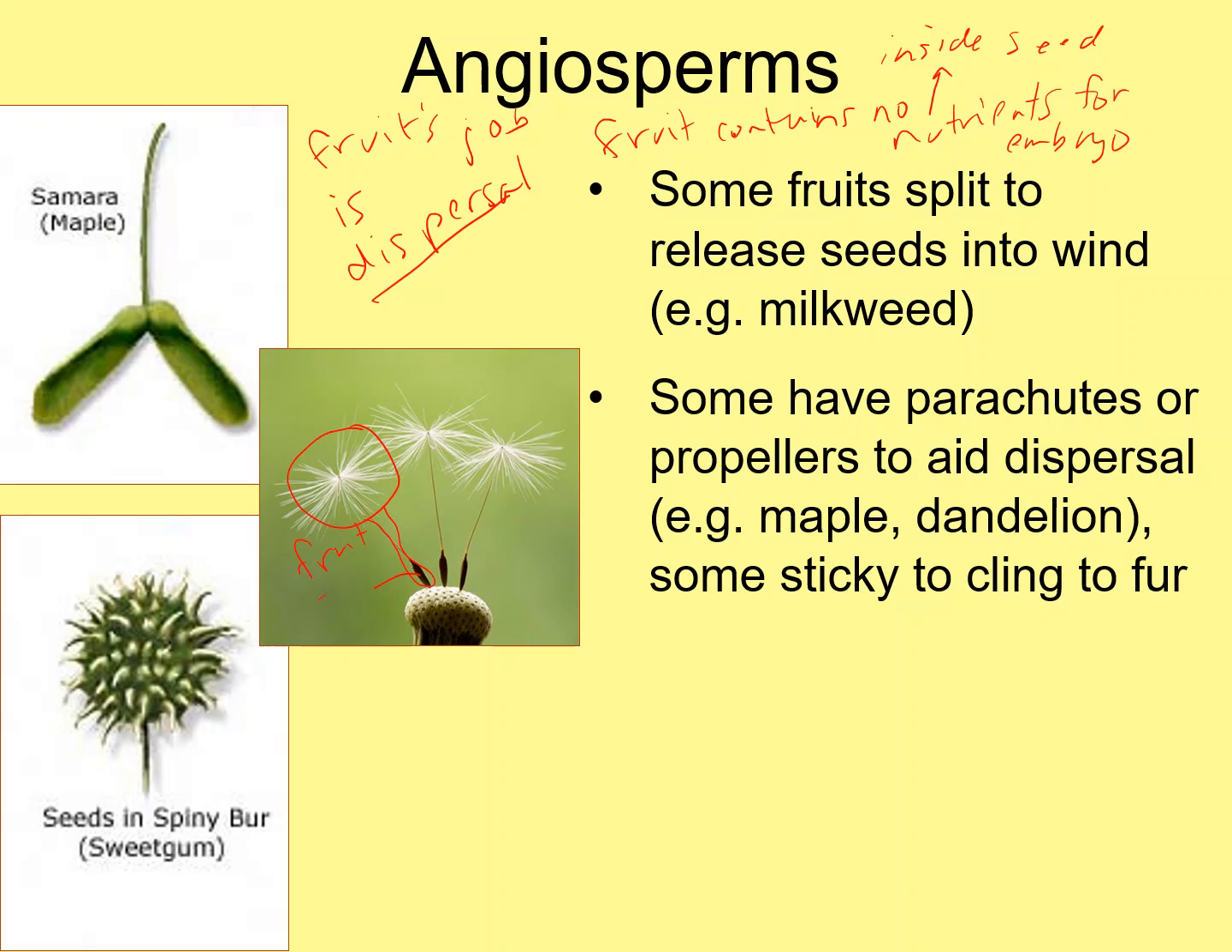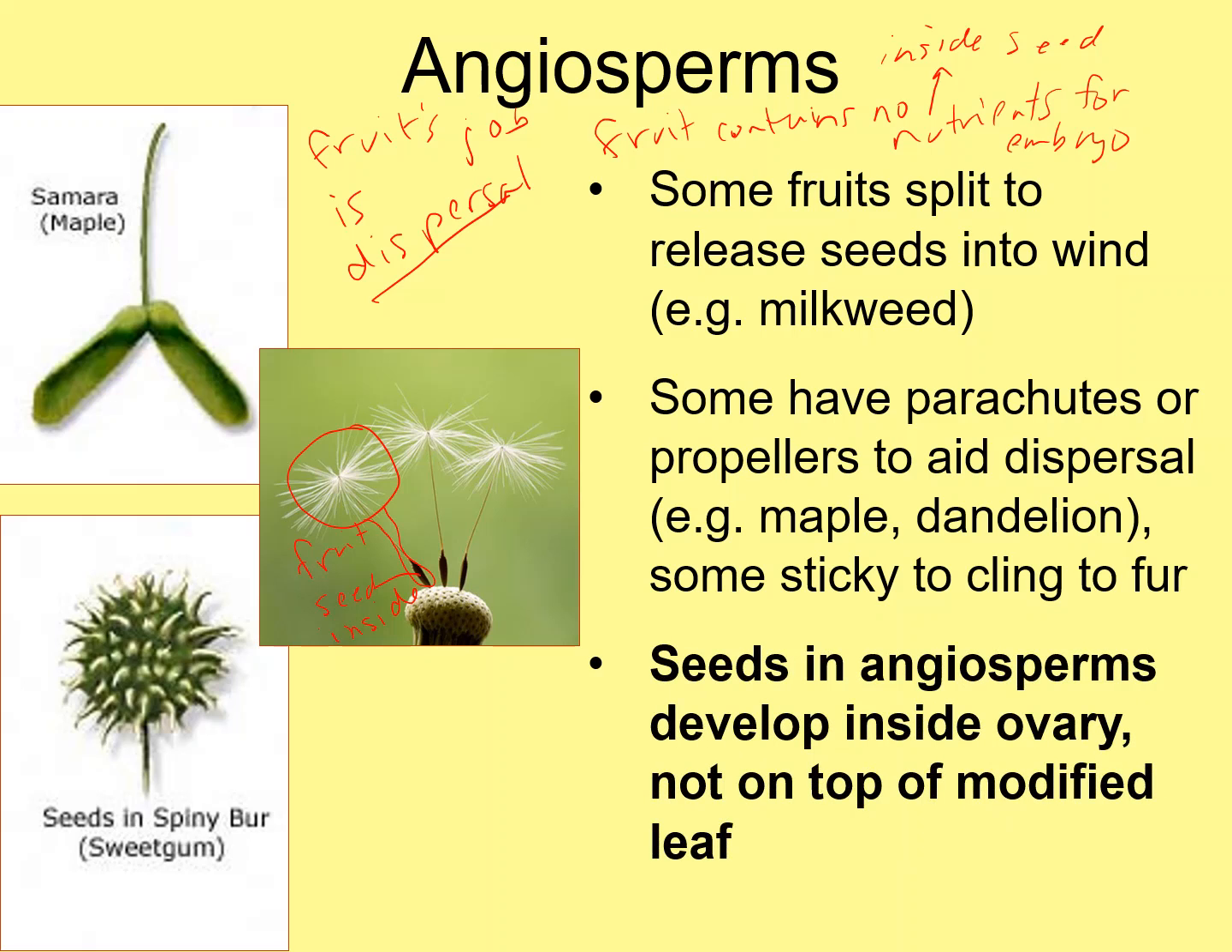Some, of course, are sticky. Some of them are sticky, and again, cling to the fur of animals or get picked up by birds and deposited elsewhere. So again, the seeds are inside the ovary and inside the fruit, and not sitting on top of a modified leaf. Other than the fact that the ovary wall is a modified leaf, but you don't have naked seeds. You have fruit in angiosperms.